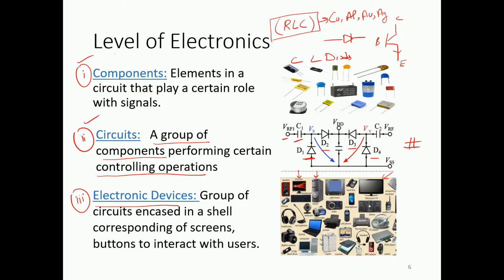Since we are electrical and electronic engineers, we are mostly interested in the first and the second level of electronics. The third is something associated with the hardware side, or the assembling of the devices, or the aesthetics of the devices. So in this course we'll mostly stick to the first and the second level of electronics, that is understanding the component level of electronics and what happens if we make a circuit out of those components.